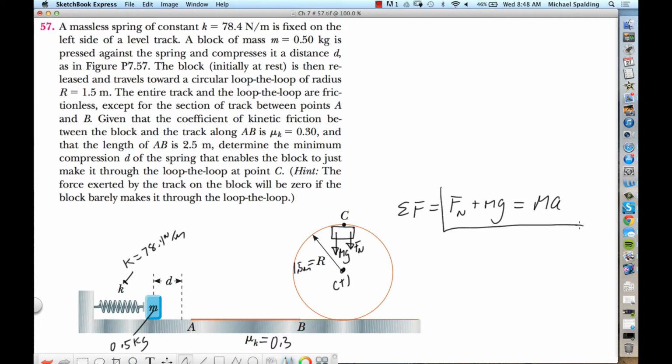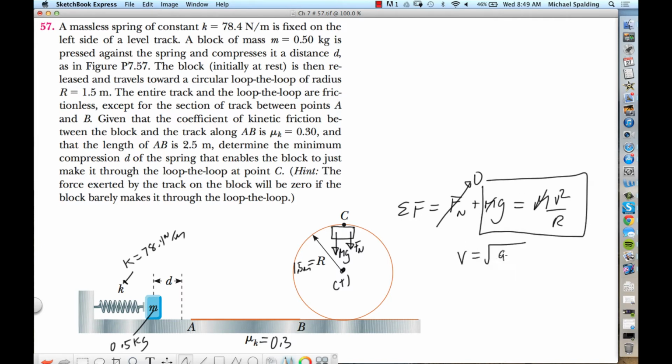Now, what type of a is that? It's centripetal. How do I know it's centripetal? Because it's in a circle. So centripetal acceleration has an equation. It's equal to v squared over r. Now, the key idea for finding minimum velocity at the top of the loop: if the block is at its minimum velocity, that means it's on the verge of losing contact with the track. So what do we do to the normal force? Set the normal force to 0. You're left with this. The m's cancel, and you get v equals the square root of gr.